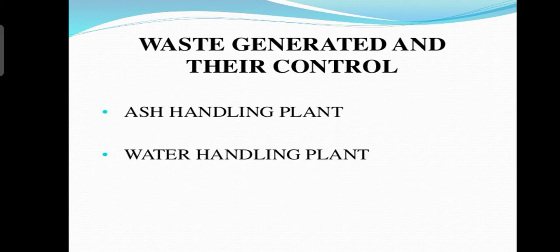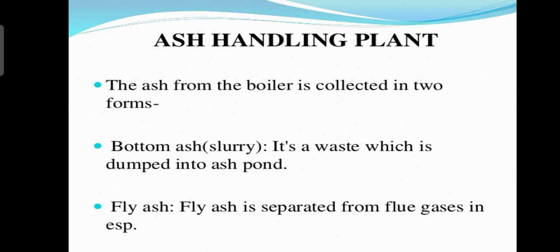Ash generated and their control: ash handling plant, water handling plant. Ash handling plant: the ash from the boiler is collected in two forms. Bottom ash is ash which is dumped into the ash pond. Fly ash is separated from flue gases in the ESP.